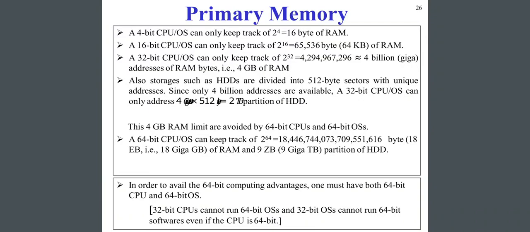And the basic thing, how you calculate the track: just put the number as 2 to the power n. When n is 16-bit, then 2 to the power 16. For a 32-bit CPU or OS, just put 2 to the power 32 and you get the result as well. So that's the basic thing.